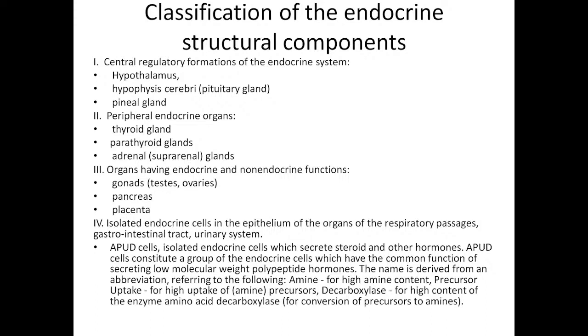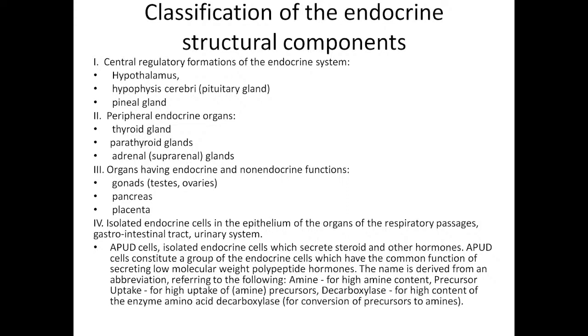Number 4. Isolated endocrine cells in the epithelium of the organs of the respiratory passages, gastrointestinal tract, and urinary system. APUD cells, isolated endocrine cells which secrete steroid and other hormones.